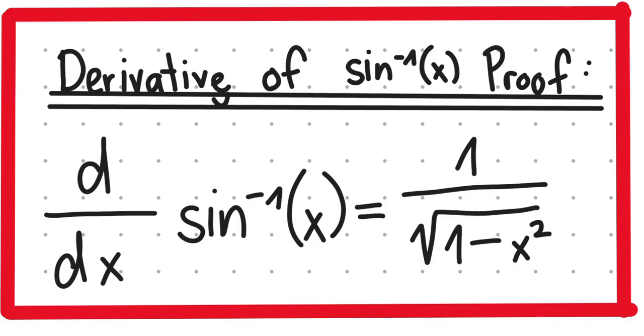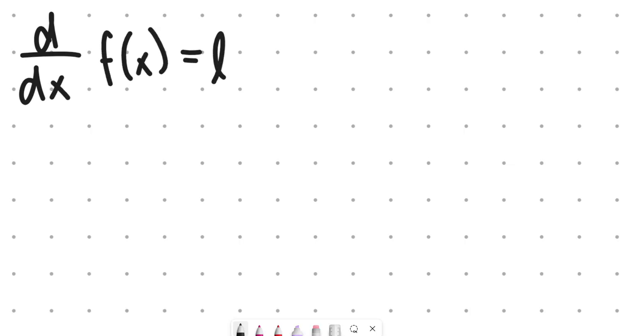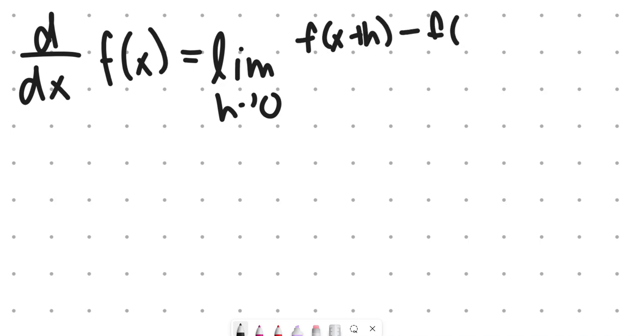In this video, we're going to talk about the derivative of the inverse sine function. So let's dive right in and prove this formula in the first place. Before we start proving this derivative of the inverse sine function, we would have to define the limit definition of a derivative. So the limit definition of any function f of x is equal to the limit as h approaches 0 of f of x plus h minus f of x all over h.